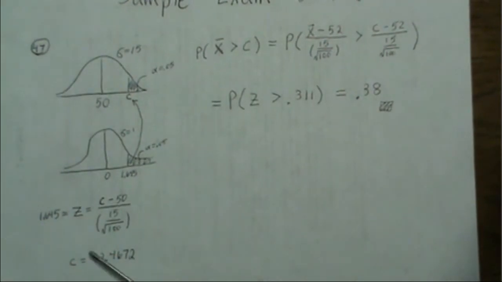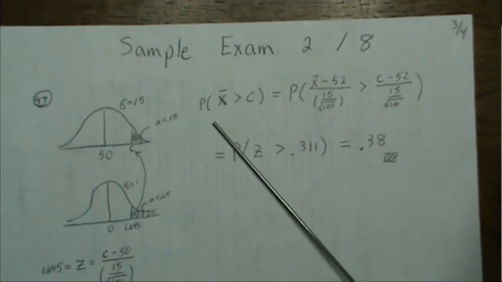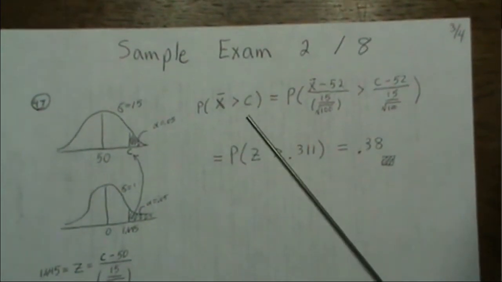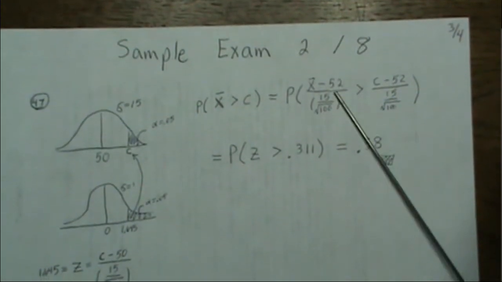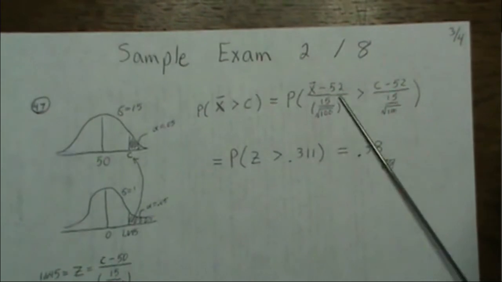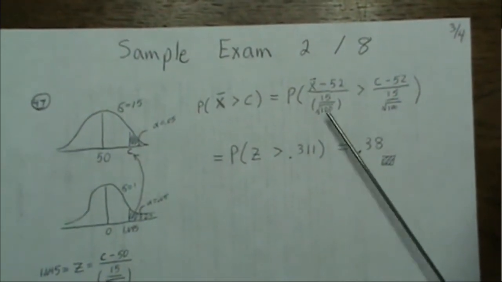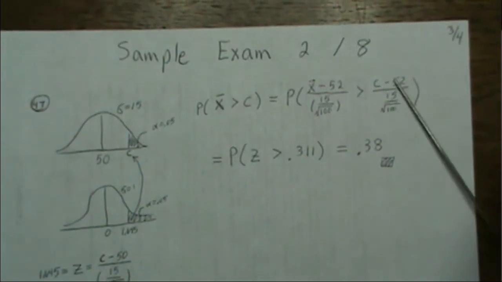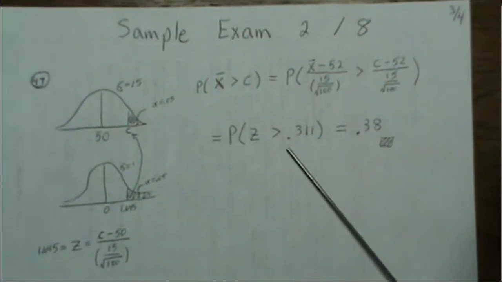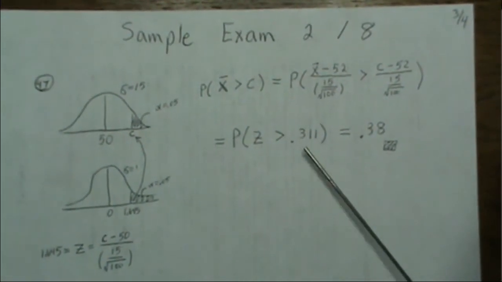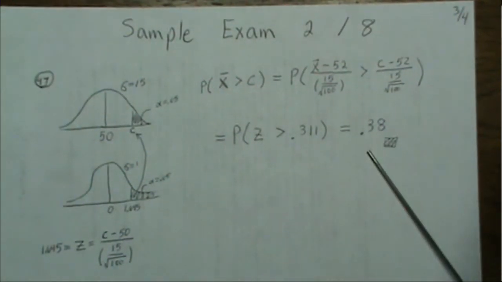And then we take that C, which is the rejection region. So we want to find the probability that an X bar is greater than C. So we subtract the mean, which under the alternative, they're saying is 52. We divide by the standard deviation of X bar, which is this. Well, plugging in our C, we get Z is greater than 0.311. We look that up in a Z table and we get 0.38.